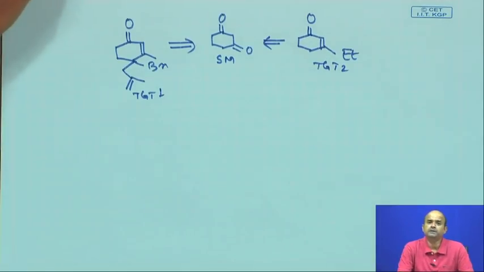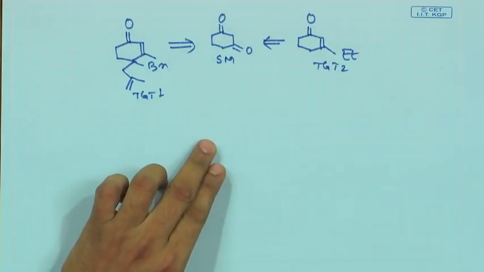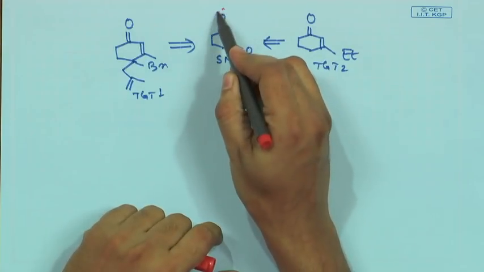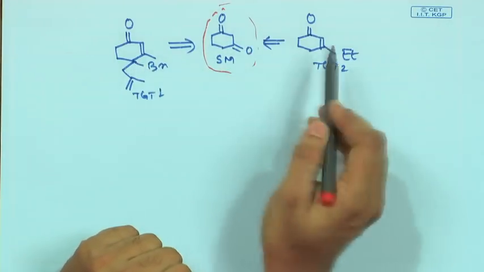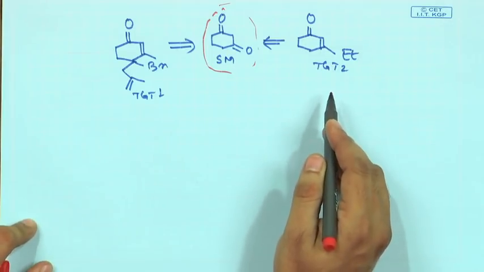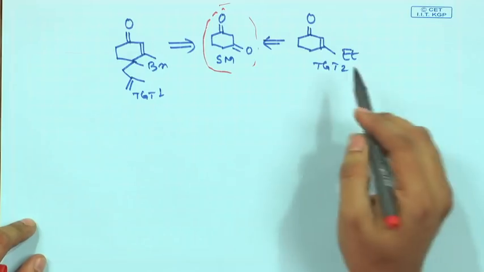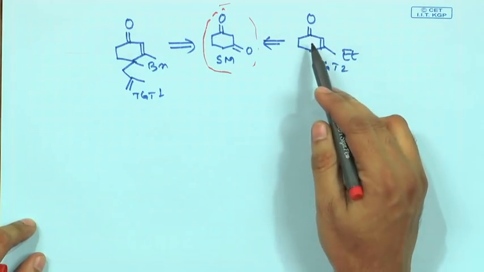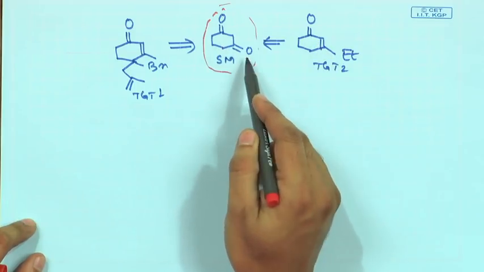Now, remember in the very introductory session we talked about something called divergent synthesis. This is a classic example of divergent synthesis, where you start from a single starting material and you can access both the targets. So, we will initially try to finalize target 2, because it seems to be a little bit simple. Target 2 is 3-ethyl cyclohexenone, the starting material provided is 1,3-cyclohexanedione.